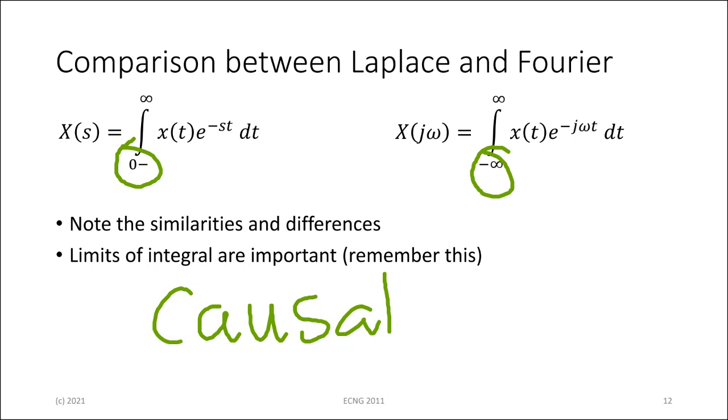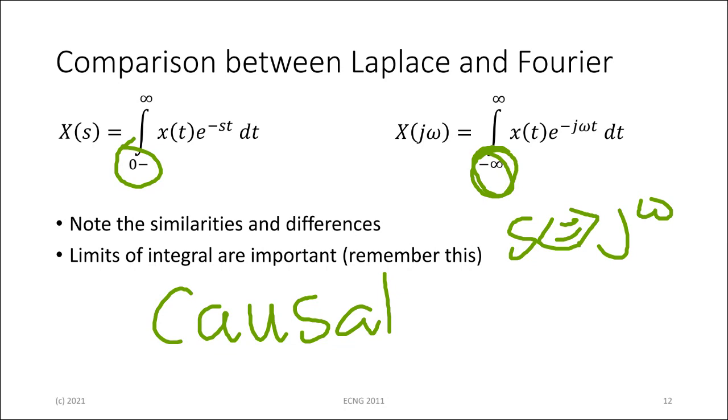Naturally, because of those two limits, some of the transform results will look identical, where it's a simple matter of replacing s with j omega, and you can almost derive the Fourier transform from the Laplace result. But there are other transforms where it doesn't work that way, because of the lower limit of minus infinity on the Fourier transform itself.